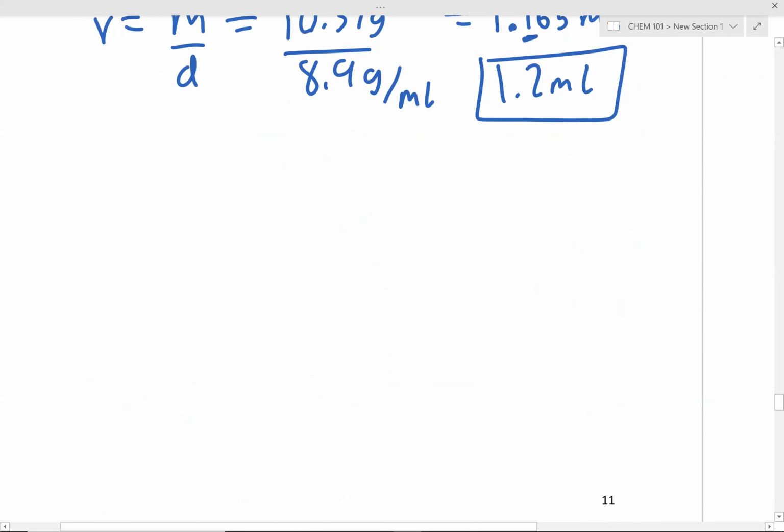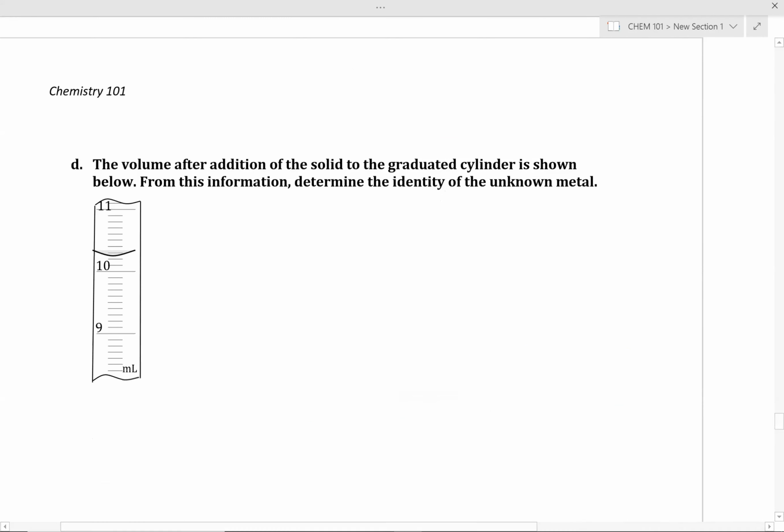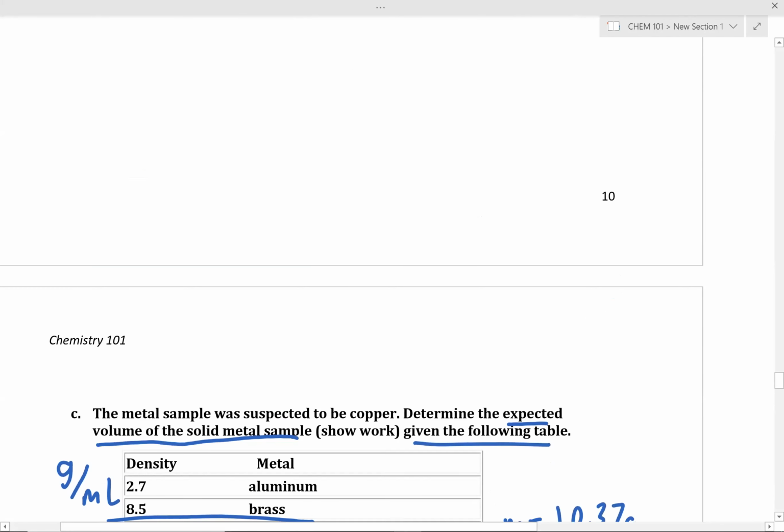Okay, let's keep going now. What is in store for us here? The volume after the addition of the solid is shown below. From this information, we're going to determine the identity of the unknown metal. Wow, how do we get that from this? Well, we've established our initial volume all the way at the beginning of this problem.